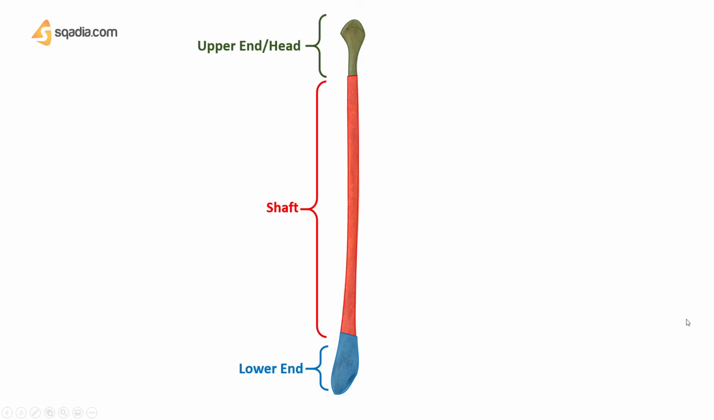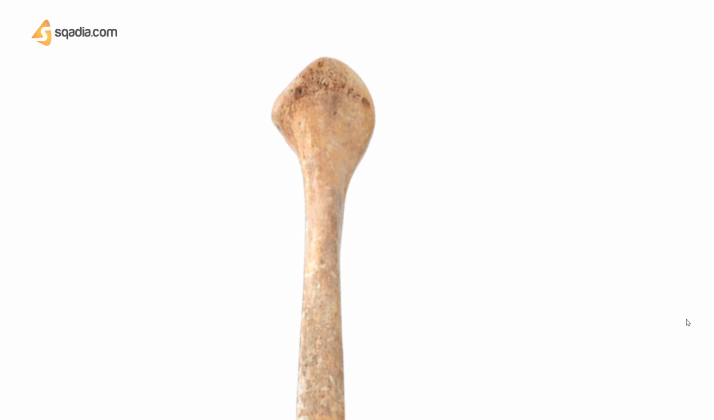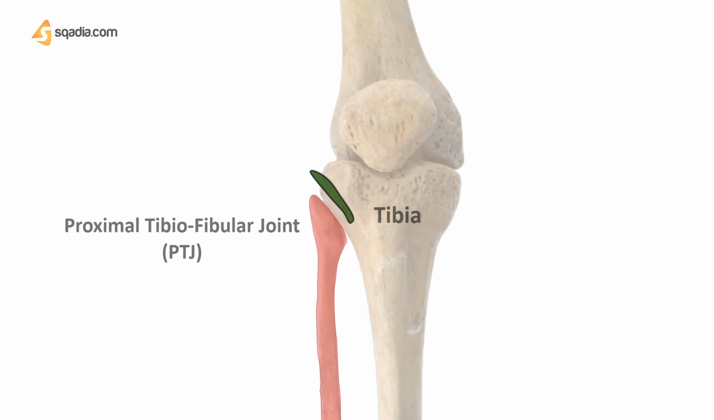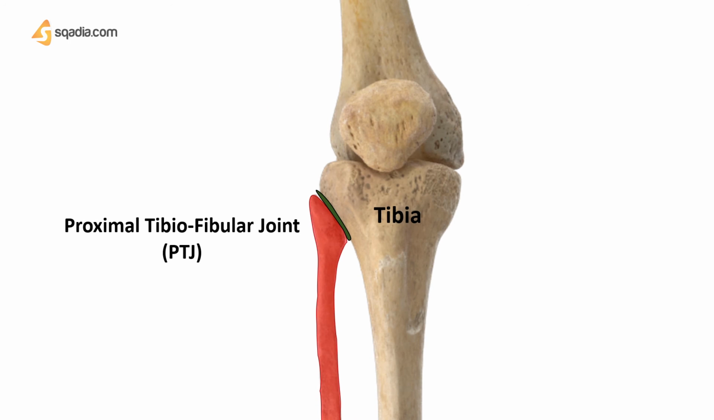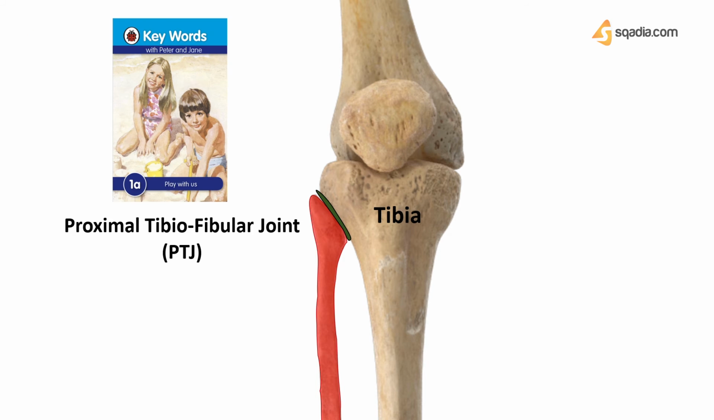The upper end of the fibula is also called its head and is surrounded by a styloid process. Like I mentioned, it is present below the knee, where the facet of the fibula forms the proximal tibiofibular joint with the lateral condyle of the tibia. Now we can remember this by recalling Peter to Jane, which is the PTJ joint.